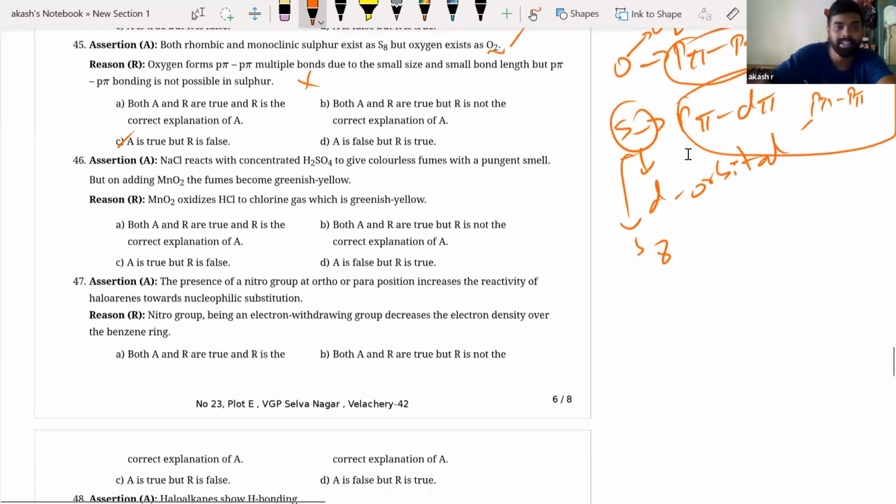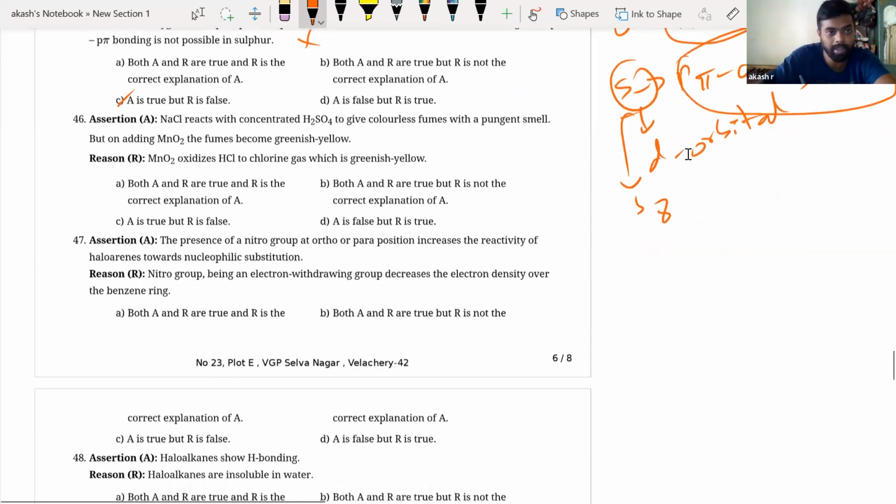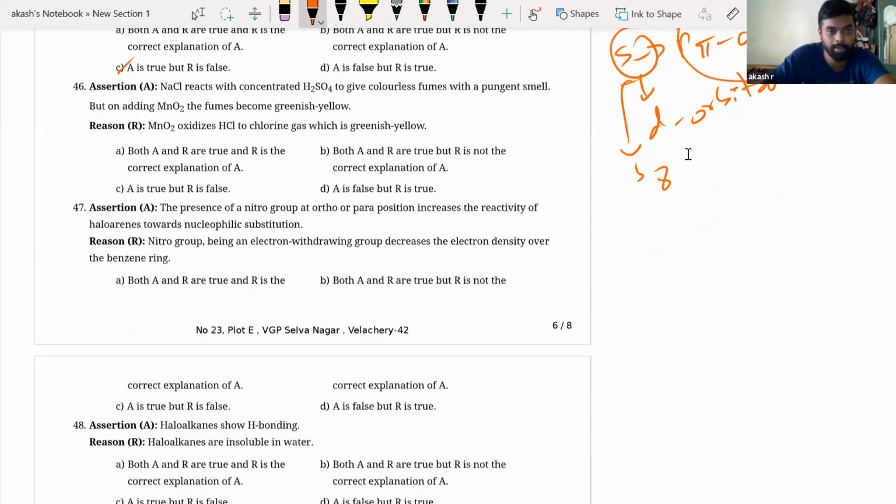Next. NaCl reacts with concentrated H2SO4 to give colorless fumes with a pungent smell, but on adding MnO2, the fumes become greenish yellow. Okay, MnO2 oxidizes HCl to chlorine gas, which is greenish yellow. Okay, this is correct. Pungent smell. What is the pungent smell? NaCl reacts with H2. Oh, H2. No, H2 doesn't have a smell, isn't it? See, when I put NaCl in H2SO4, what do you think will happen?